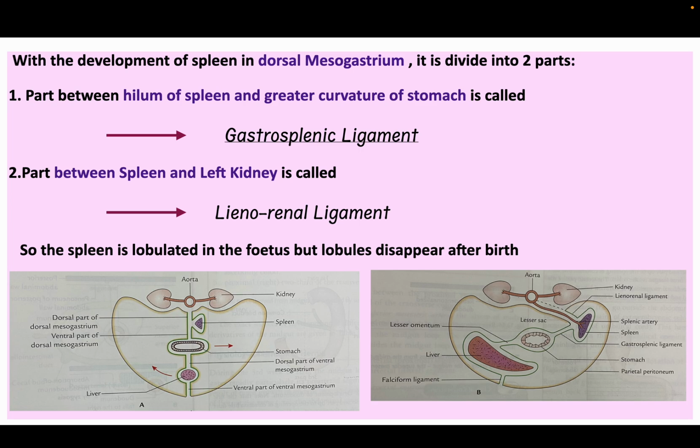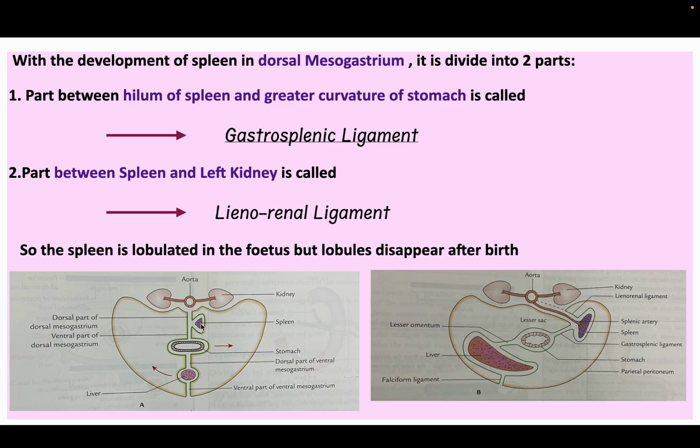With the development of the spleen, the dorsal mesogastrium is divided. You can see this diagram. We have discussed this diagram a number of times. So this is the stomach. You can see this is the liver on the ventral side. This is the portion of ventral mesogastrium which is going to form the falciform ligament and coronary ligaments. This is the part of the ventral mesogastrium which is going to form the lesser omentum. So this is the dorsal part, this is the ventral part of the ventral mesogastrium.